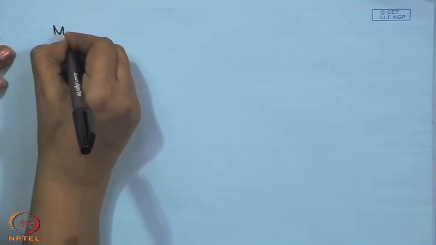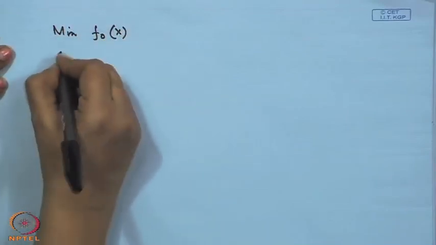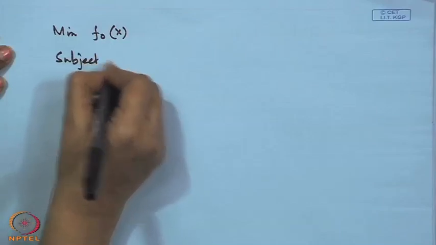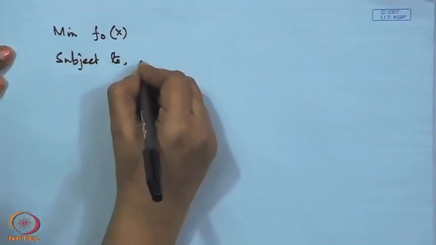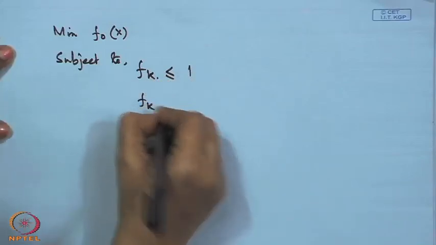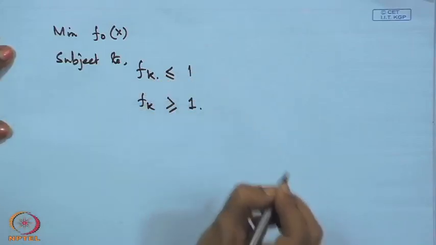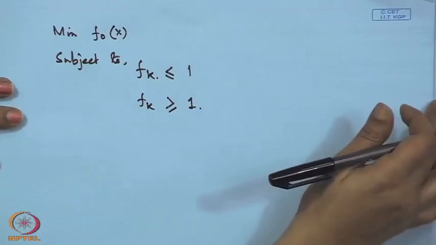Let me discuss that part in the next. Thus, we have the problem: minimization of f0(x) subject to a few fk's being less than or equal to 1 and a few fk's being greater than or equal to 1. If this is the case, then how to handle this problem?